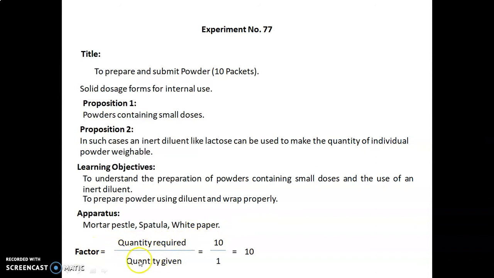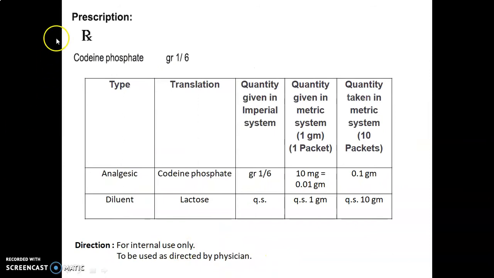Factor calculated as quantity required upon quantity given, that is 10 upon 1 is equal to 10. This is the prescription which is denoted by the symbol Rx, codeine phosphate, grain 1 by 6. Let's discuss in detail the formula table. Type means category, use or role of ingredient. Translation means the name of ingredient. Quantity given in the imperial system, that is given in the Latin terminology. The quantity given in the metric system to prepare 1 gram, that is considered as 1 packet of the powder, and quantity taken in metric system to prepare the 10 packets for the 10 gram of the powder.